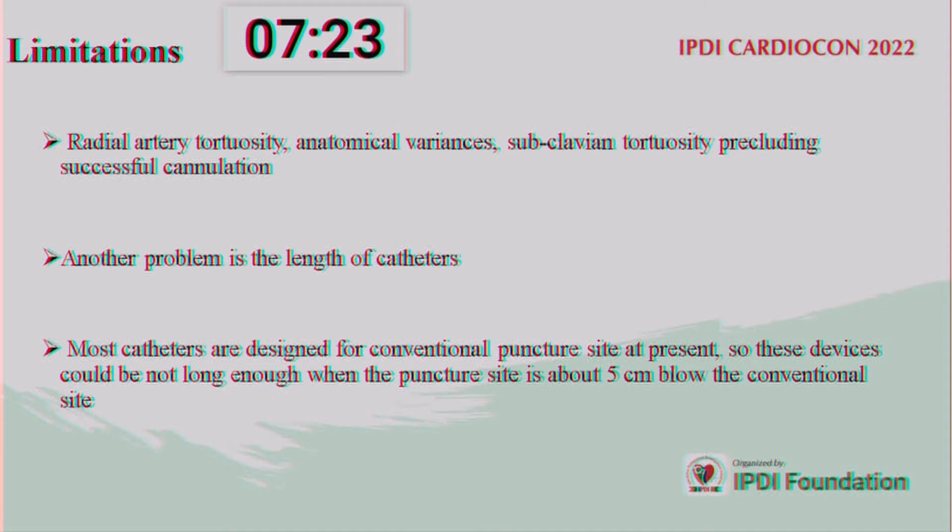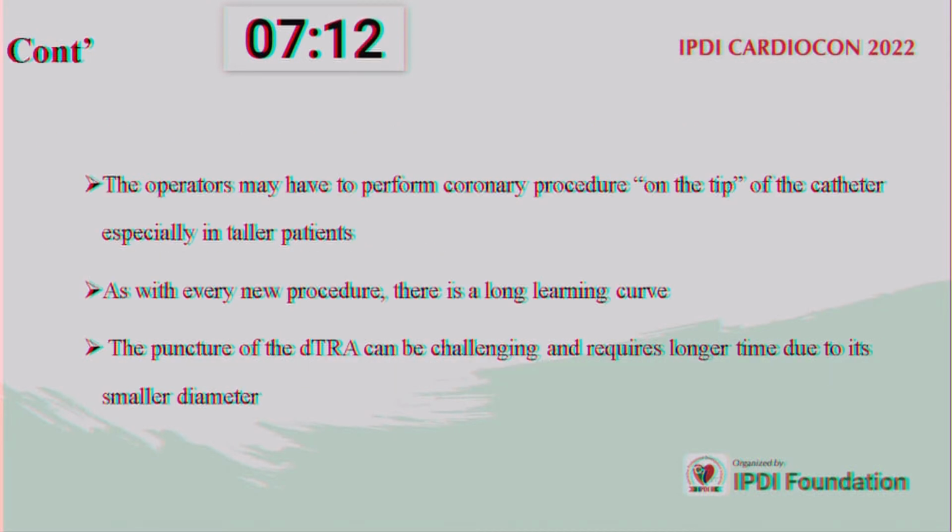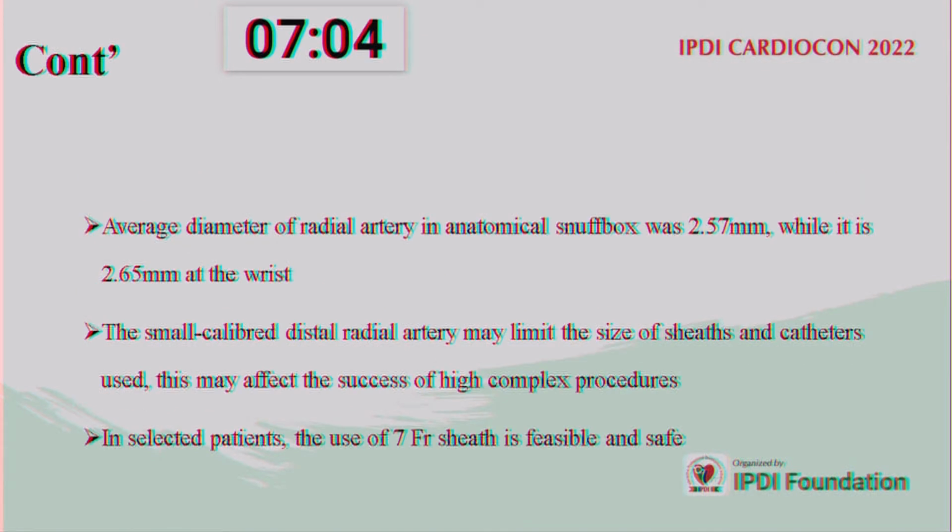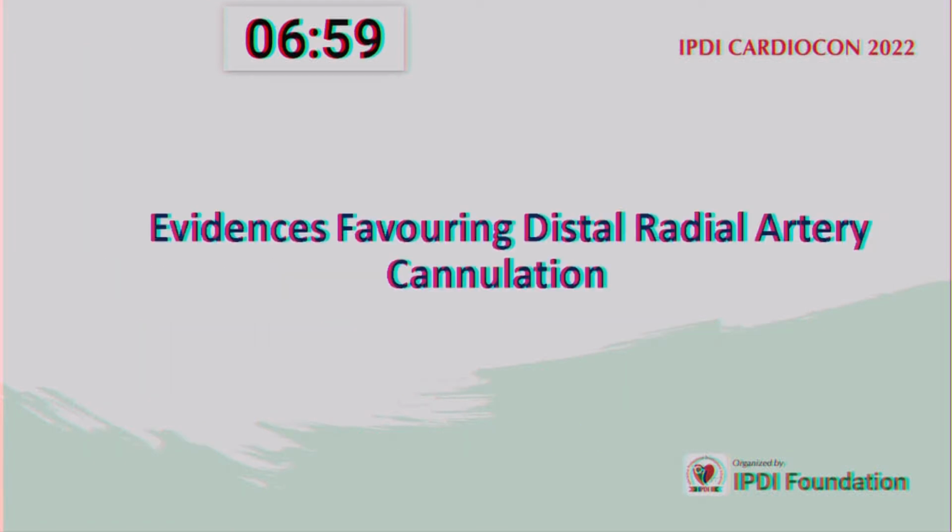Radial artery tortuosity, anatomical variances and subclavian tortuosity can preclude successful cannulation, meaning that is the limitation. Another problem is the length of the catheter. If the patient is a very tall man, then sometimes the length of the catheter is a difficulty. The operators may have to perform the coronary procedure on the tip of the catheter, especially in taller patients. The average diameter of the distal radial artery is 80% of the radial artery.